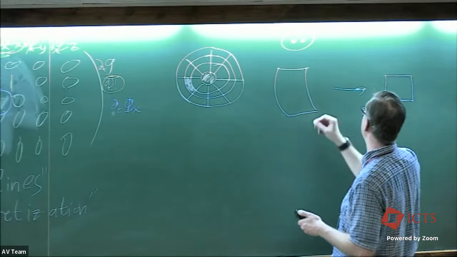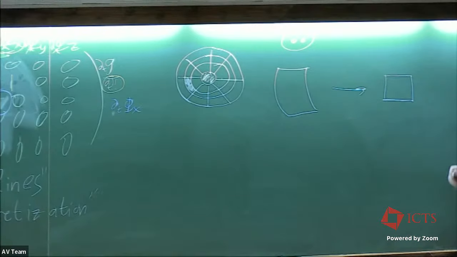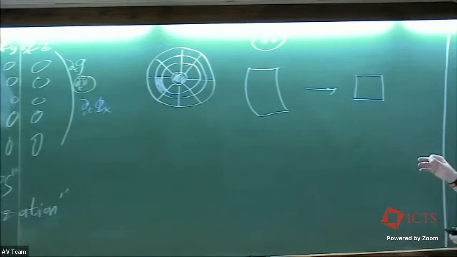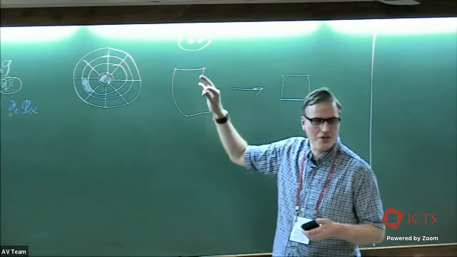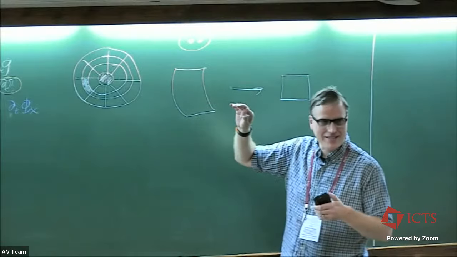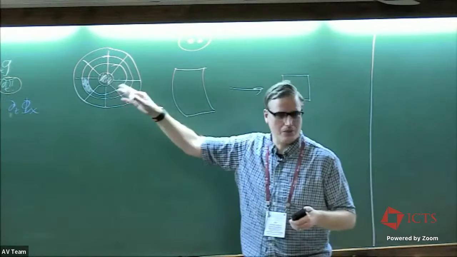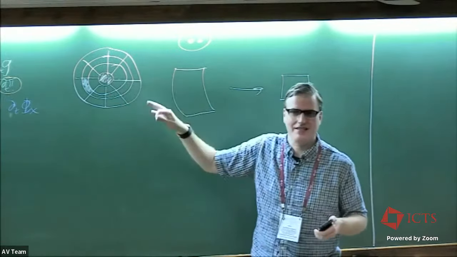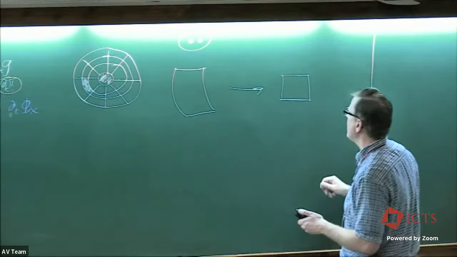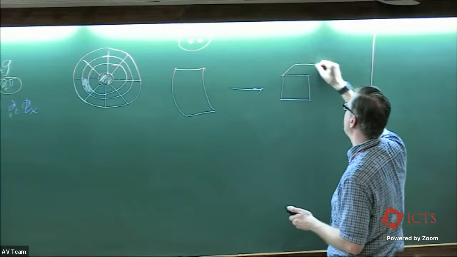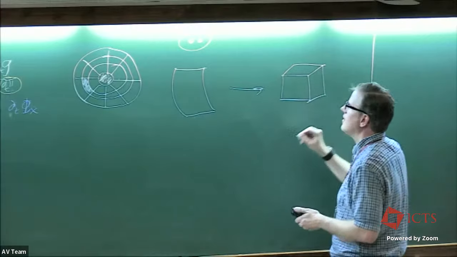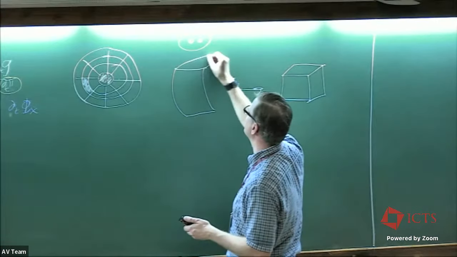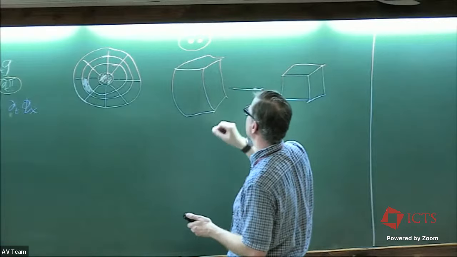I'm tempted to draw it in 3D, but I don't want to try. But the idea is, ultimately, you can think of each of these cells as a cube, as long as you have a map that takes that cube and turns it into whatever actual deformed shape the element has. Now, I am gonna draw the cube in 3D. And so I guess I'll try to draw one of those little elements in 3D.